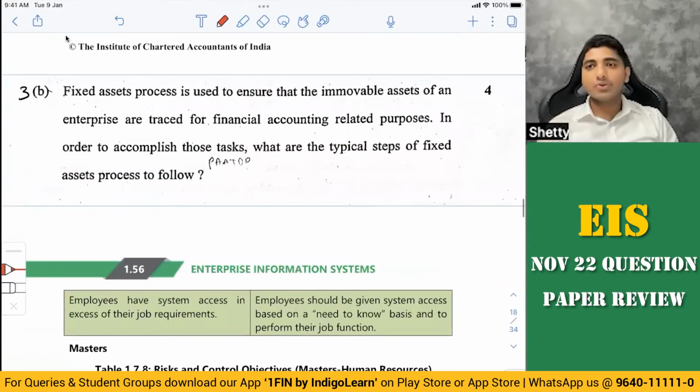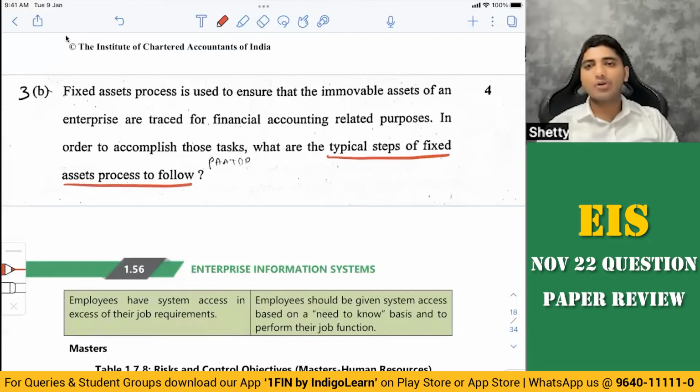Now moving on to another question, 3b. Fixed assets process is used to ensure that immovable assets of an enterprise are traced for financial accounting related purposes. In order to accomplish those tasks, what are the typical steps of fixed assets process to follow? So they are asking what the typical steps of the fixed assets process are.